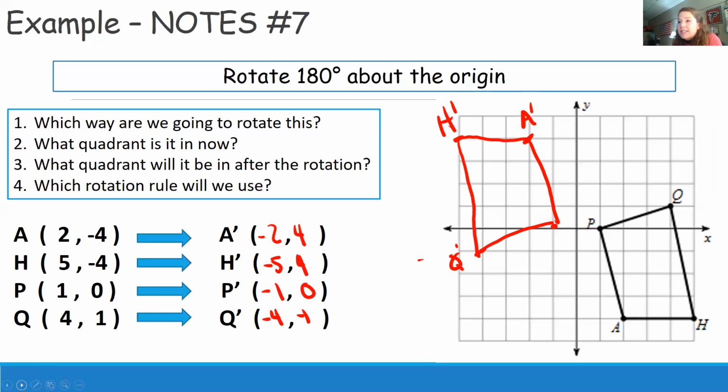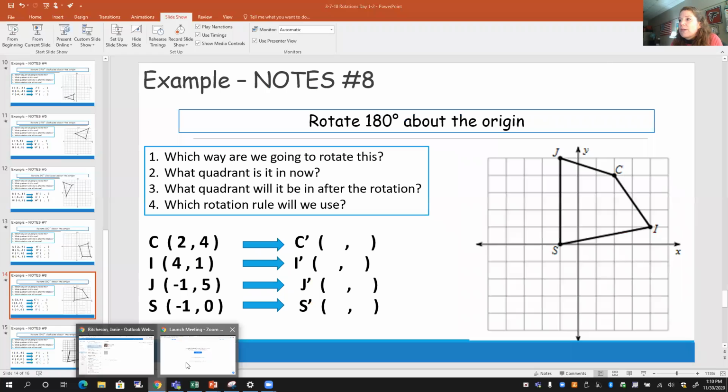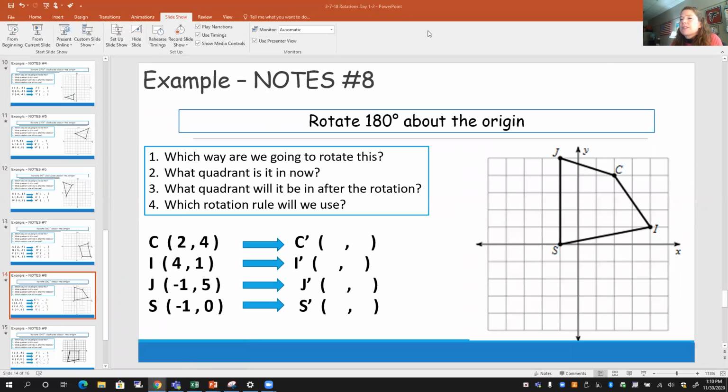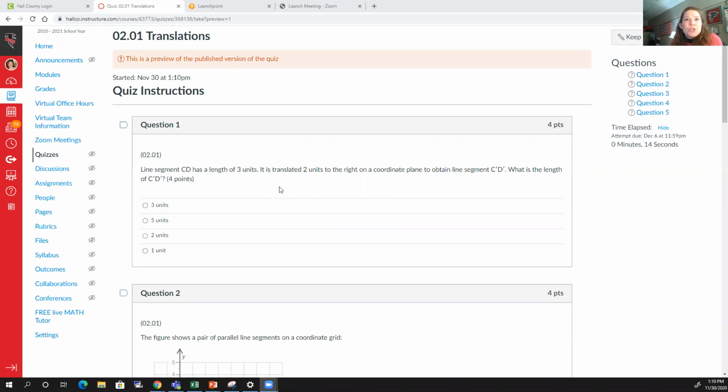All right, so that's a lot of stuff quickly, but let's look at a few of your example problems that you have to do for Wednesday. Let me stop sharing this for a second. All right, so let me pull up your translations practice problems. Let me share this screen with you. All right, it says line segment CD has a length of 3 units. It is translated 2 units to the right on a coordinate plane to obtain the line segment C prime D prime. What is the length of C prime D prime?